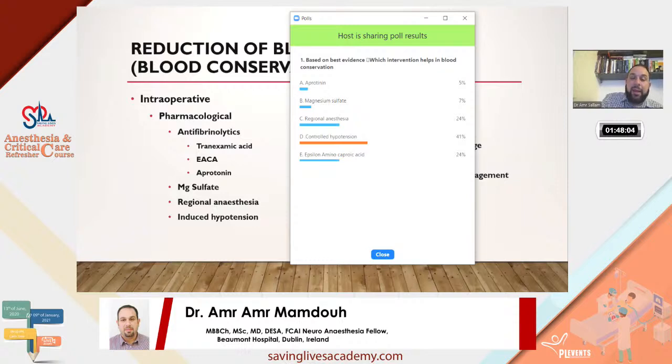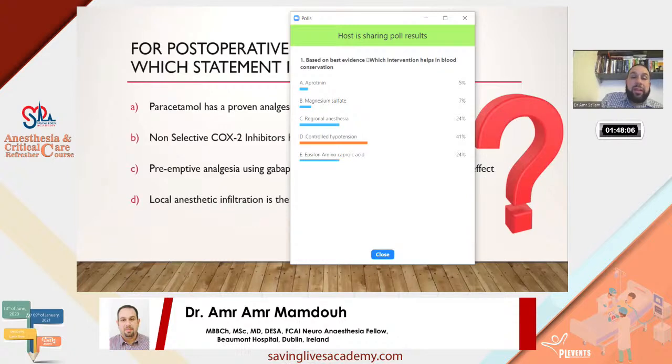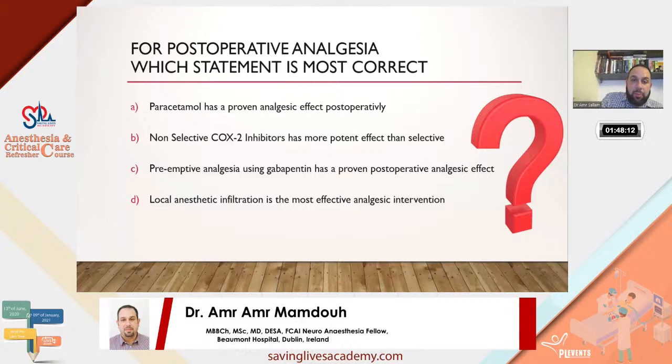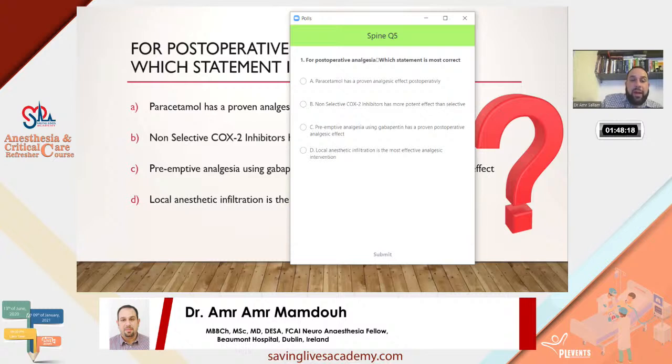about the postoperative analgesia, which is very critical and very important as well, with some points. Paracetamol has proven postoperative analgesic effect, and a non-selective COX inhibitor has more potent effects than a selective one. Preemptive analgesia using gabapentin has proven postoperative analgesic effect, or local anesthetic infiltration is the most effective analgesic intervention.